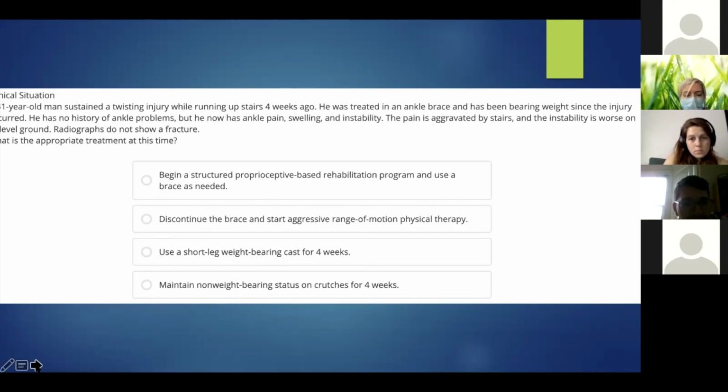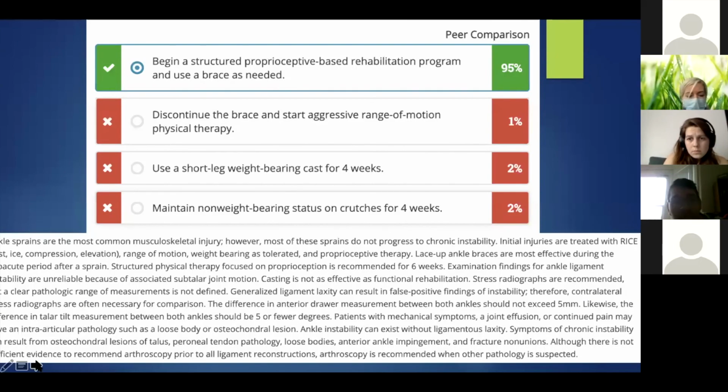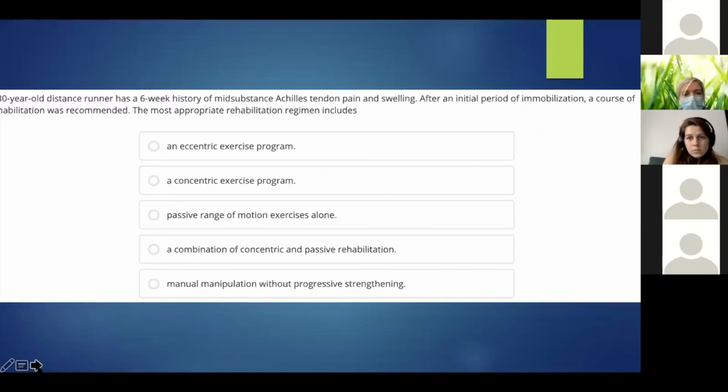So I guess this is assuming he still has ankle pain, swelling, and instability. What do we talk about for an ankle sprain? So what do we talk about for the ankle sprain? Yeah, so he hasn't started any therapy yet for first line. So he needs to do that. Right. So I think begin appropriate rehab. Yeah, it should be A. Yep. Exactly. Okay. So just like we talked about.